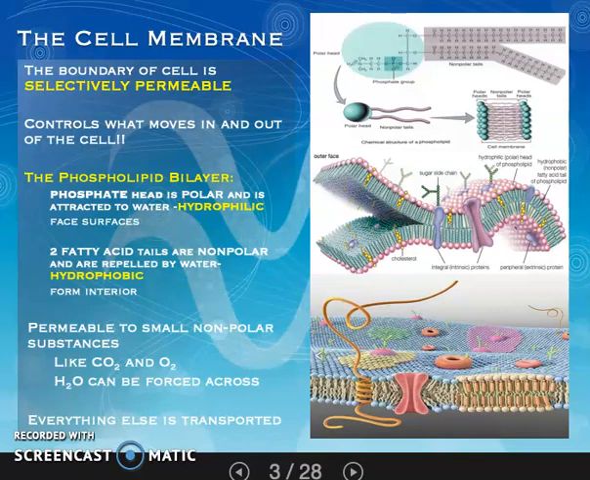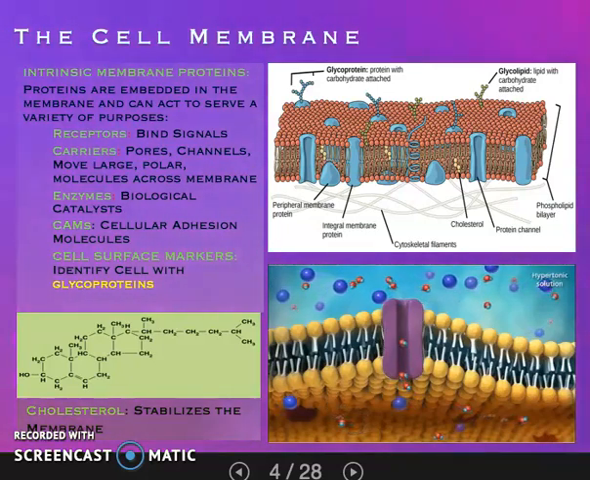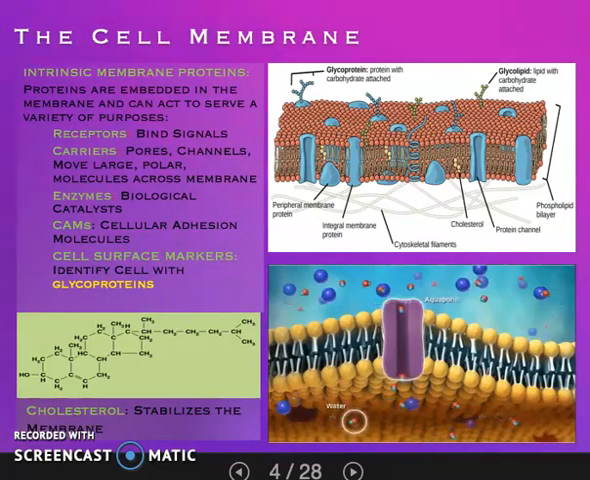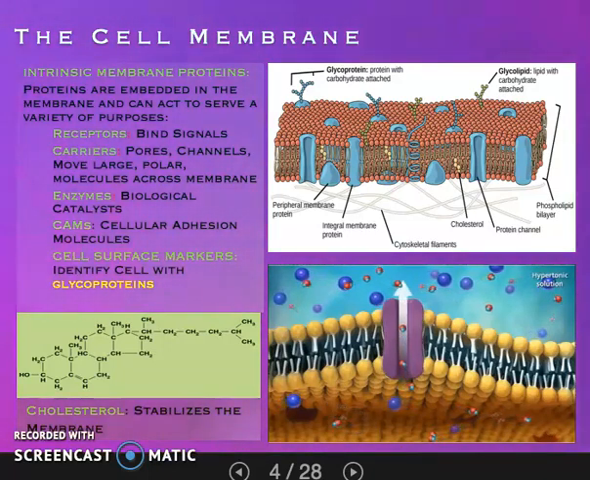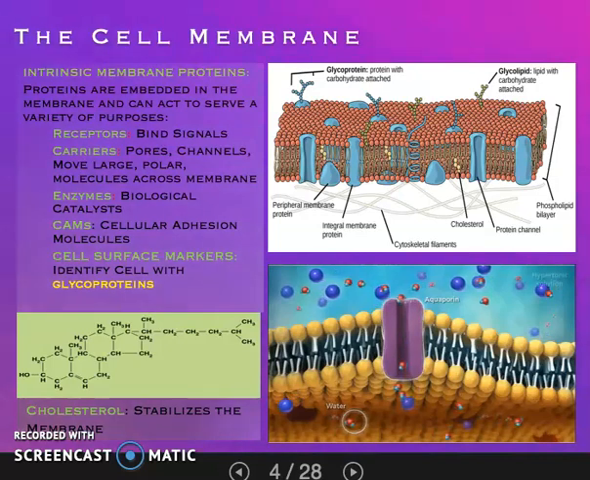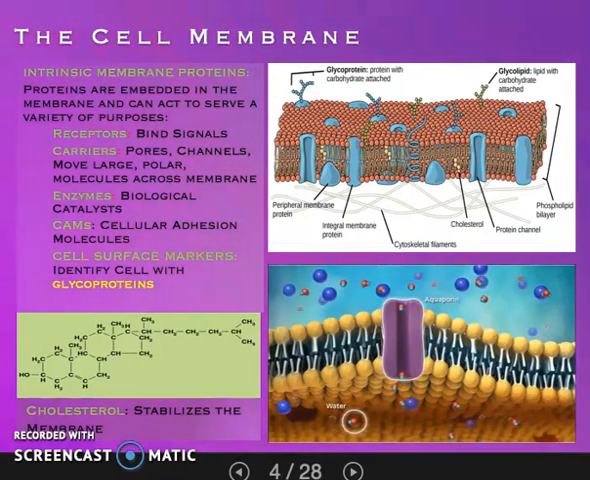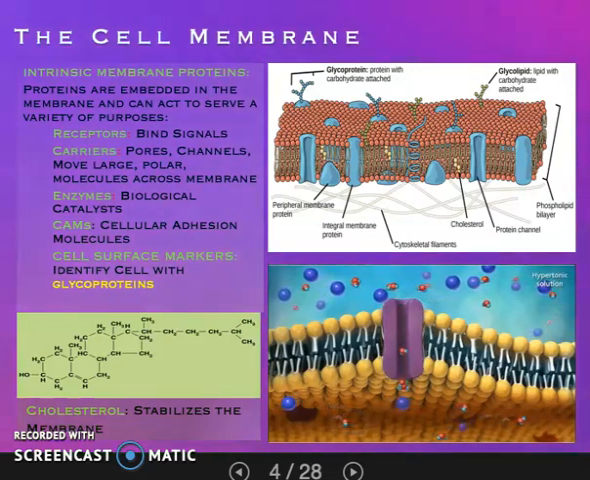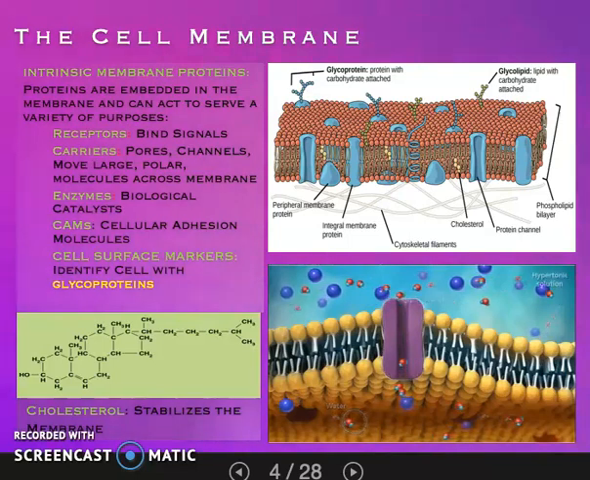If you're big, you need to be transported. If you're polar, you need to be transported. So, how do large substances like glucose get across the cell membrane? How does water pass through the cell membrane? Well, it's the work of these intrinsic membrane proteins. Intrinsic means integral to, or central to, or within. And so the intrinsic membrane proteins are embedded in the phospholipid bilayer, and they have lots of different roles.